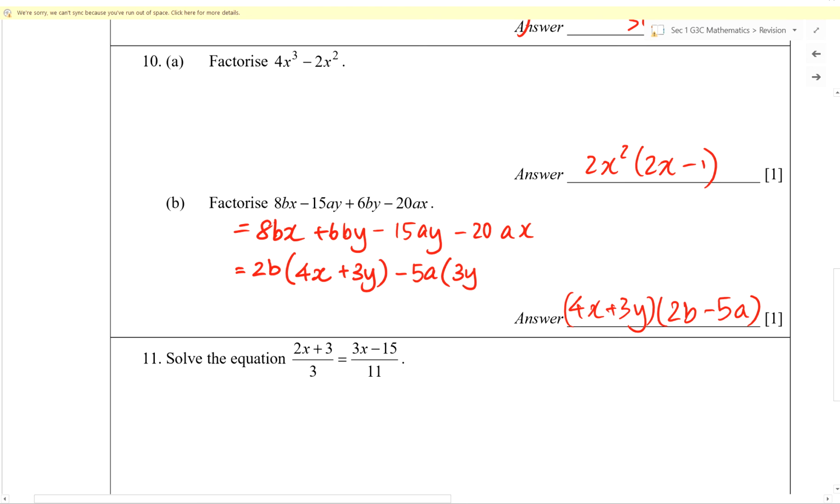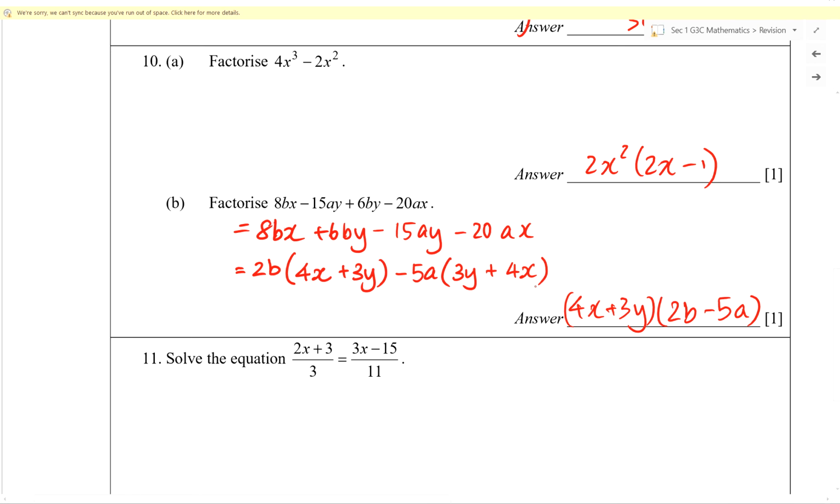As you're doing, keep looking back, checking your work, checking and checking. If I were to expand this out, it will be negative 15ay. Yeah, correct. Then on the other side, we have positive 4x. Now, are you happy to see this?